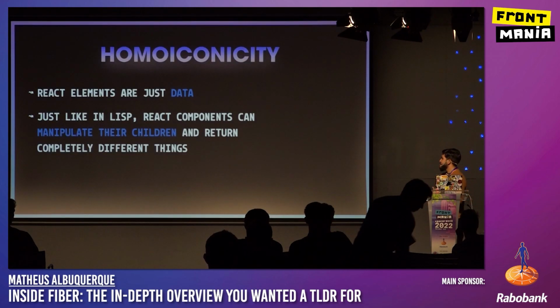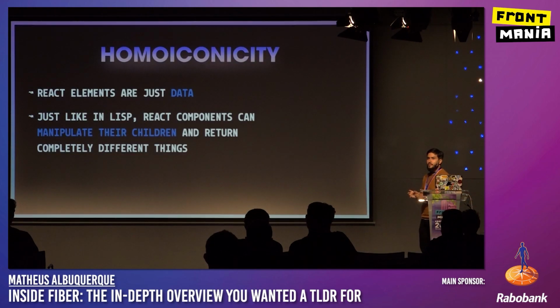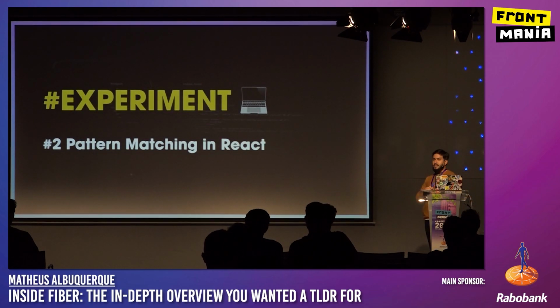The reason I'm saying this is because we just saw that React elements are just data. So just like we do in Lisp or Clojure or any other language that has this property, we can think about getting this data and manipulating our elements. And this takes us to the second experiment, which is pattern matching. Who here is familiar with pattern matching? Maybe you've used some languages that have it, like Haskell or Elixir or some of them.